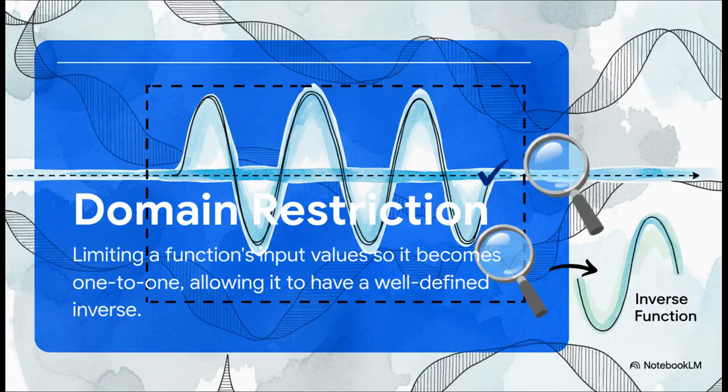So what on earth is domain restriction? Well, it's pretty much what it sounds like. We basically decide to take a pair of scissors to that infinite wave. We chop off a single, specific piece of it, a piece where the function does pass the horizontal line test. By agreeing to just focus on that one little segment and ignore the rest, we create a new, well-behaved function that we can finally actually invert.